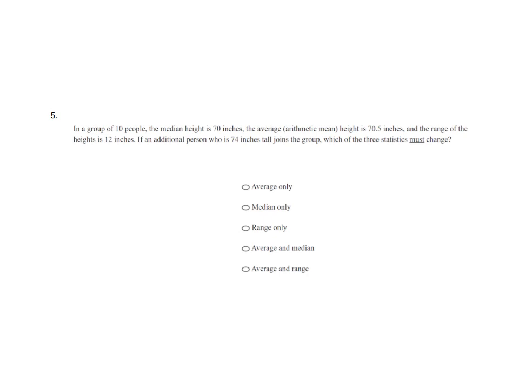So there are 10 people in the group. The median height is given, average is given, and the range is given. You also know that there is an additional person who is 74 inches tall. And which statistics must change? Will the median change? We don't know.